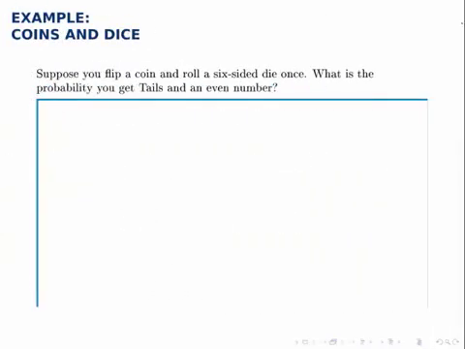Suppose you flip a coin and then roll a 6-sided die once. What is the probability that you get tails and an even number? When we're dealing with probability with "and", if the two events are independent, the probability of one and the other occurring is the product of the individual probabilities. Since these events are independent, we can do this. In other words, flipping the coin has no effect on what the die is going to do. So these events are independent. They don't change each other in any way. So the probability of one and the other is the product of their individual probabilities.